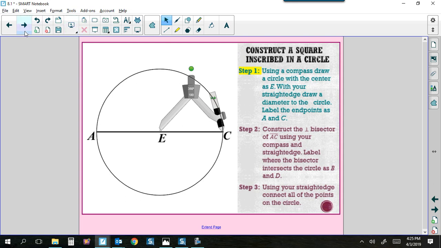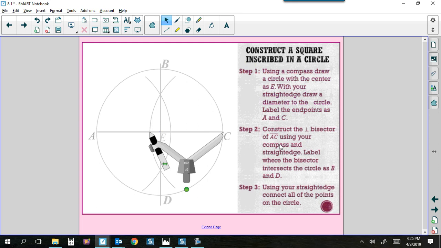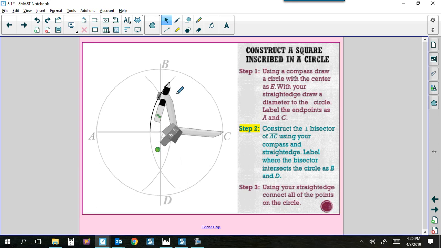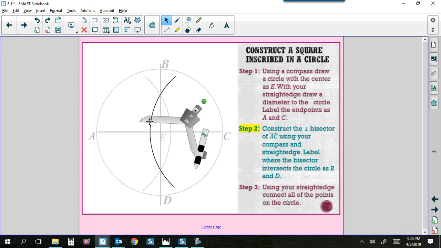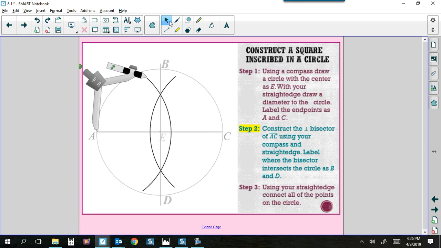In our second step, you're going to do the construction that you learned back in chapter 4. You're going to simply construct a perpendicular bisector to the diameter AC. So you open your compass over half the distance from A or C, depending on which side you want to start on, and you're going to draw 2 arcs that are congruent. So one from C and one from A. And then with your straight edge, you're going to draw your perpendicular bisector.